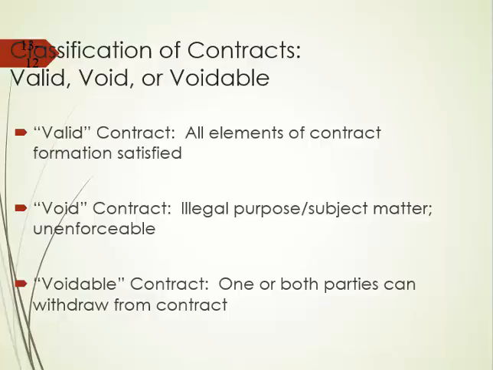Okay, a couple more definitional terms. Contracts as valid, void, or voidable. So a valid contract has all the elements, and contract formation was satisfied, so it's a valid contract. A void contract is a zero. There was some illegal purpose or subject matter that made that contract unenforceable. And then a voidable contract is where one or both of the parties can withdraw from the contract at a moment in time. At that moment, the contract is voidable.